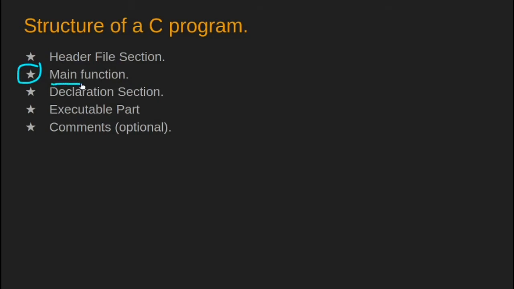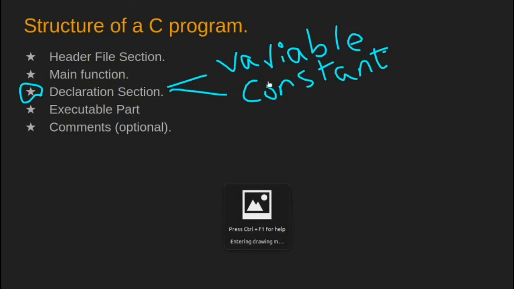The second element is known as the main function. This is where the execution of the code begins. The third element is something known as the declaration section. This is where we define variables and constants. Now if you have no idea what variables and constants are, it's perfectly fine. Later on in this video tutorial series, we'll get to know what variables and constants are.